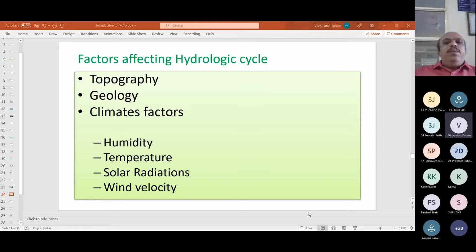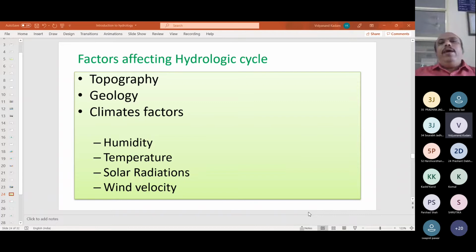Okay. So again, there is a role of temperature as well as the humidity. So what do you mean by humidity? Humidity is the percentage of moisture contained in an air mass.